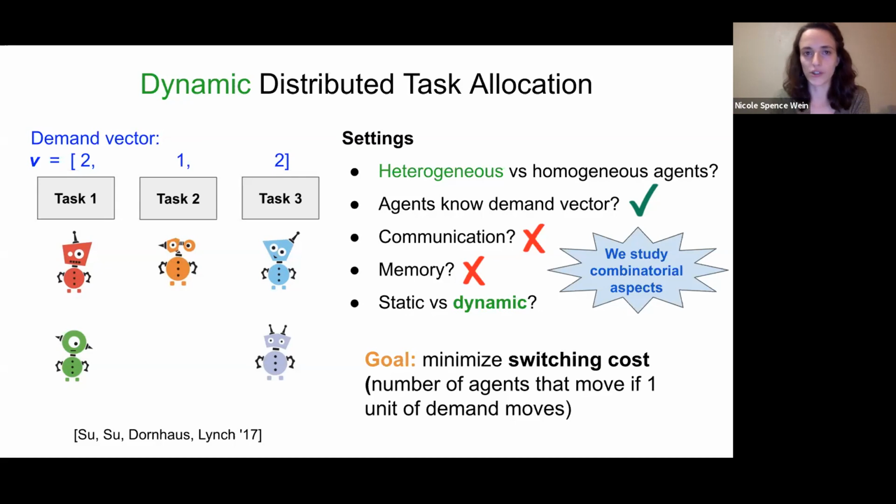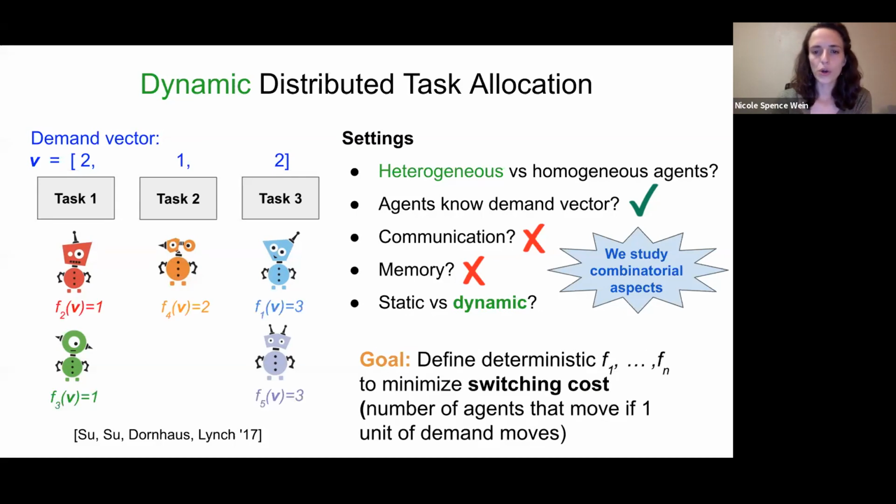So more formally, here's what the problem statement is. So what our goal is now is to define a deterministic function for every agent. So we're going to have 1 function for every agent. And our goal, again, is to minimize the switching cost, which is the number of agents that move if only one unit of demand moves. So each agent has its own function here. As you can see, all 5 of the agents have functions respectively F1 through F5. And these functions take as input the demand vector. And as output, they produce what task that agent is working on.